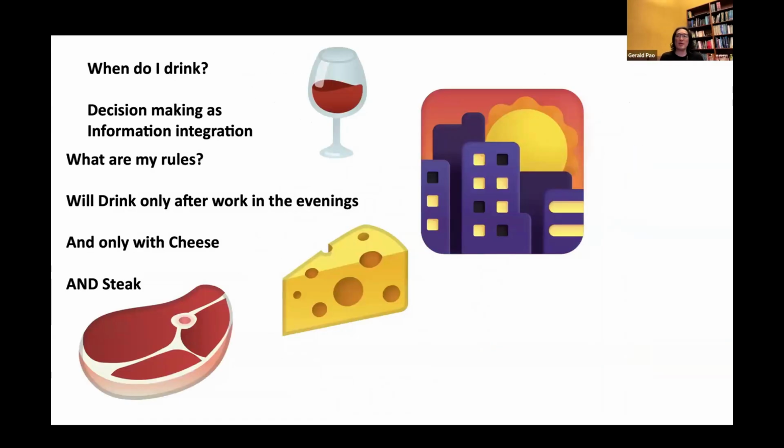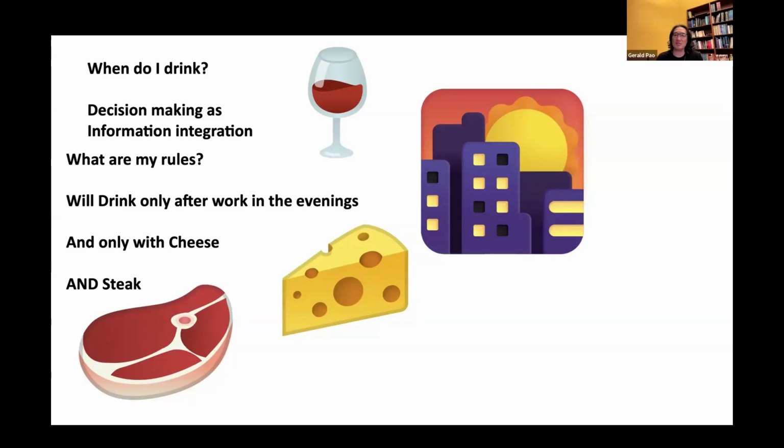So let's say that I make a rule for myself. When do I drink red wine? I say that I will drink red wine because I'm not a drunk. I only drink in the evenings, and then I will only drink with cheese and steak for dinner. But I will not drink in the mornings or lunch, but only in the presence of both wine and cheese.